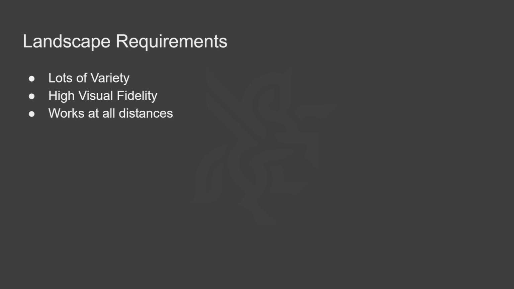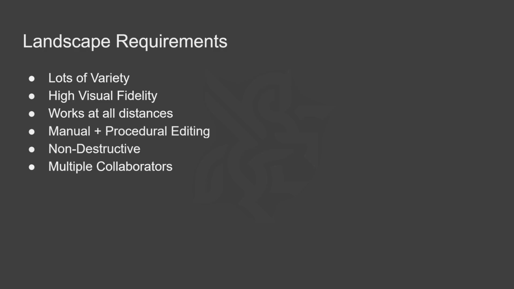Now, when we set out to create the environment for Project Pegasus, we had a few requirements of the landscape. We wanted there to be a lot of variety. We wanted to reach a very high degree of visual fidelity, and we wanted the terrain to look good from all distances. In addition to that, we wanted to be able to support manual and procedural editing, have the workflow be non-destructive, and be able to support multiple collaborators.